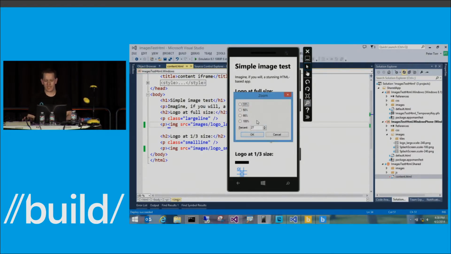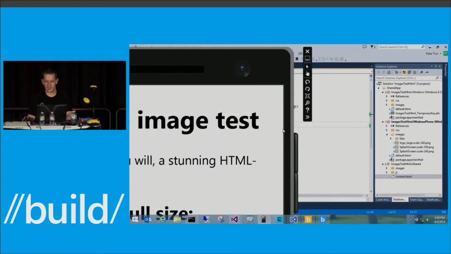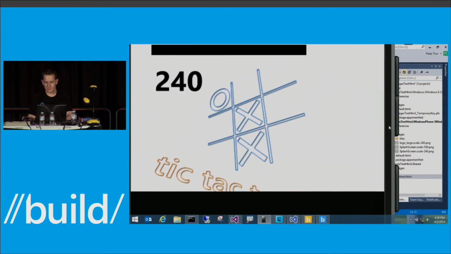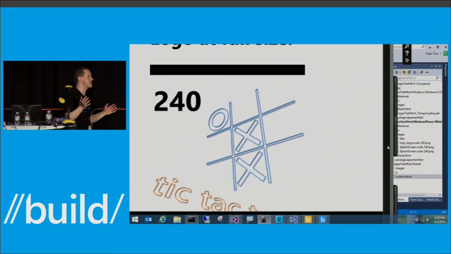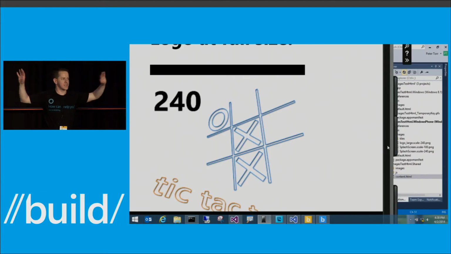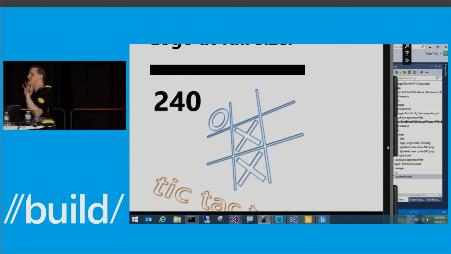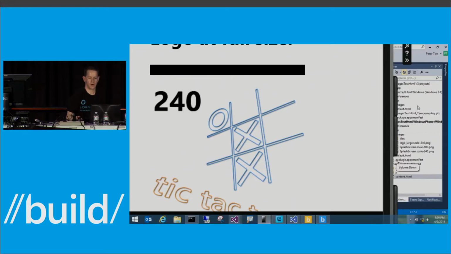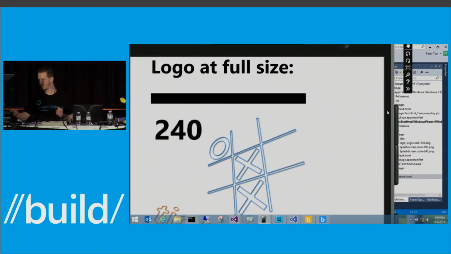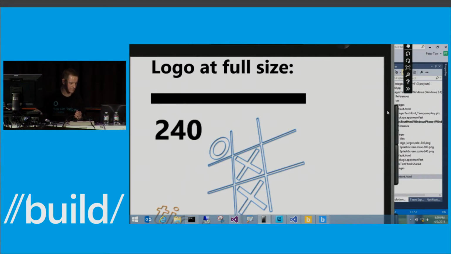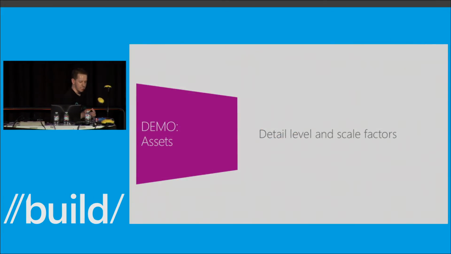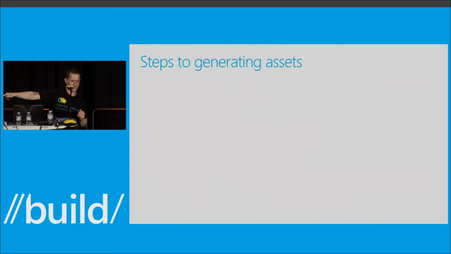So again, technology will probably fail me here, but if we look at this at full screen, in theory, that would be much, much crisper, right? But again, emulator on these screens, it's hard to see. But in theory, believe me, that would look much better. So that's how we can deal with different scale factors on different devices. OK, so that was detail level and scale factors.